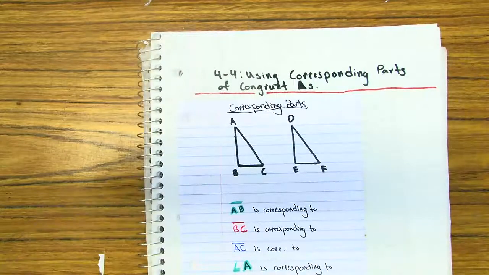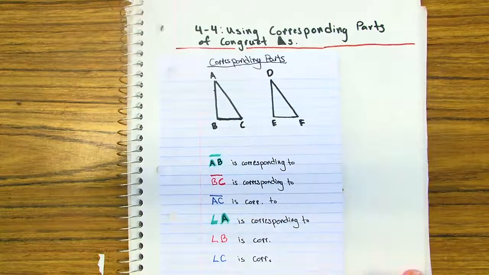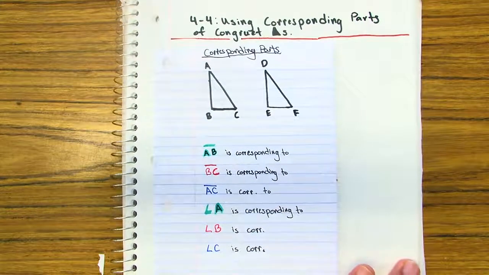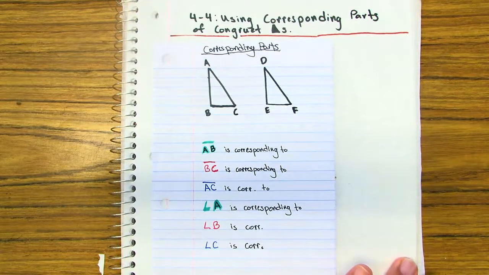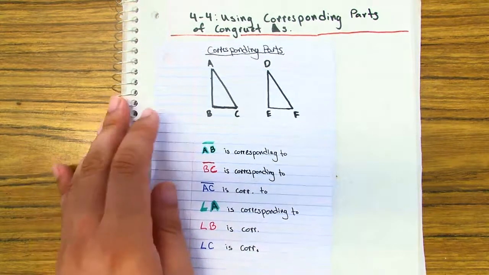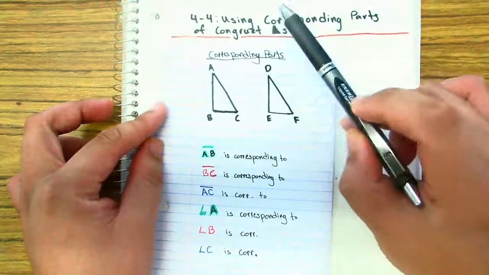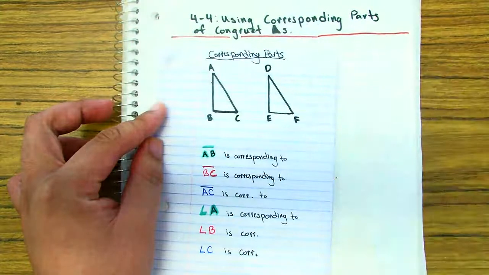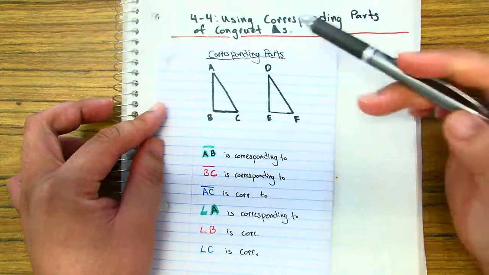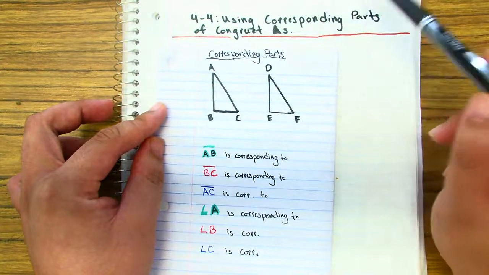Class, this is the new lesson, lesson 4-4, which covers using corresponding parts of congruent triangles. Before we begin, we've been learning about congruent triangles lately. This time we're going to learn about what happens when there are congruent triangles and what the corresponding parts are going to be telling us.